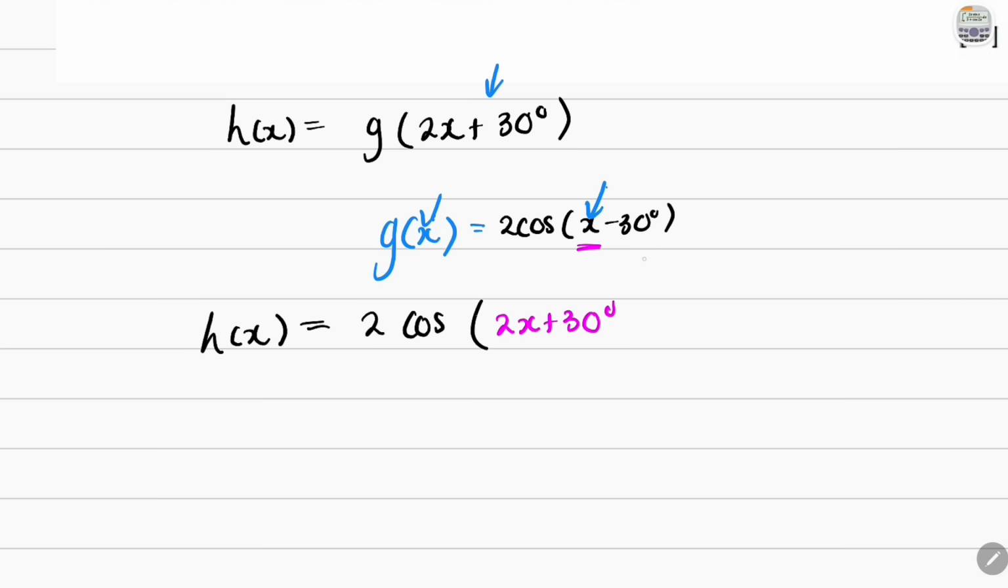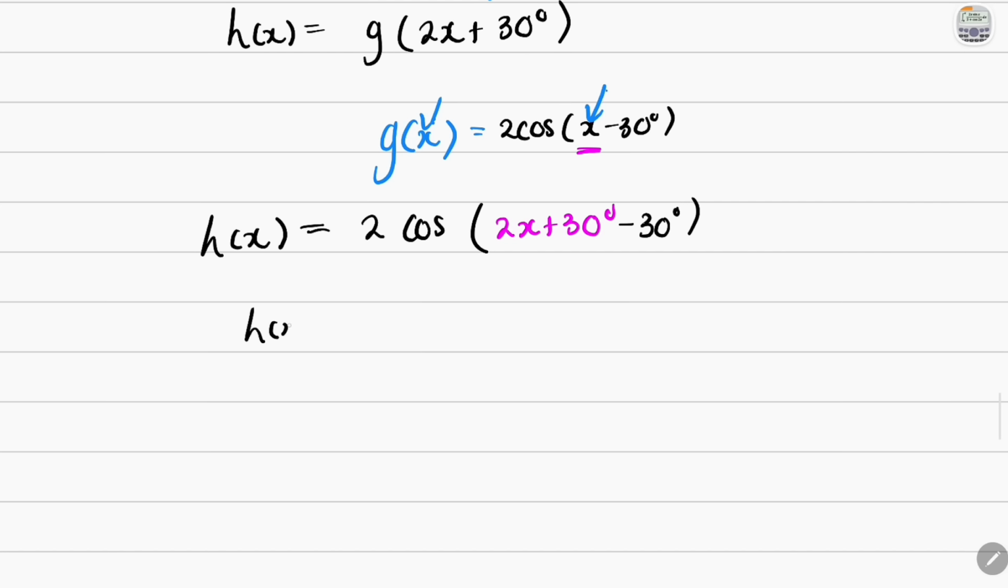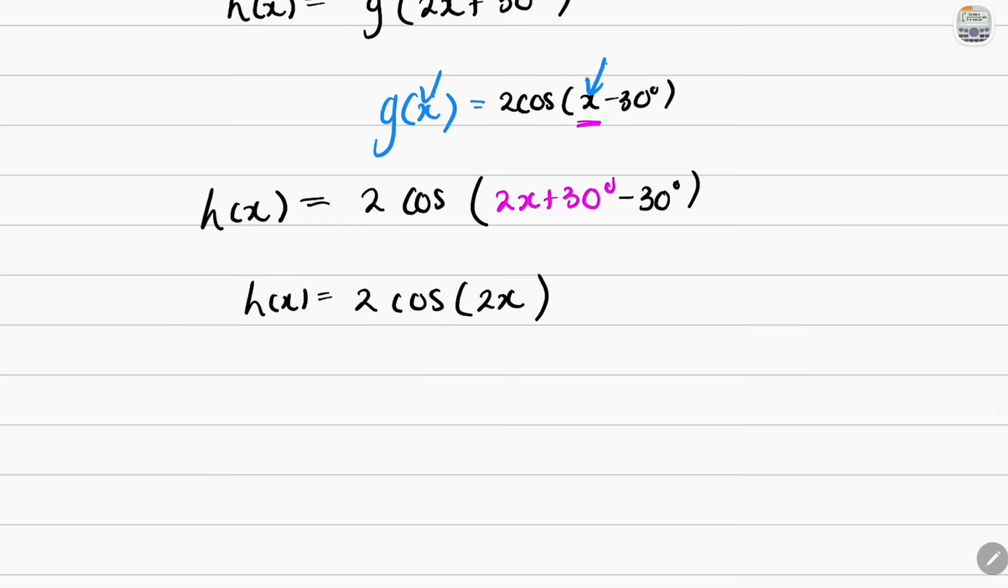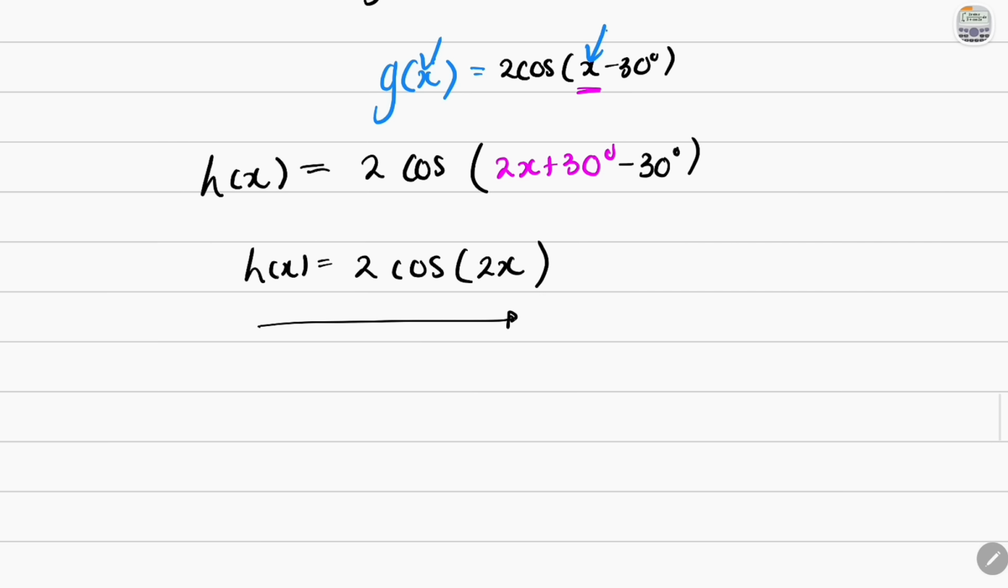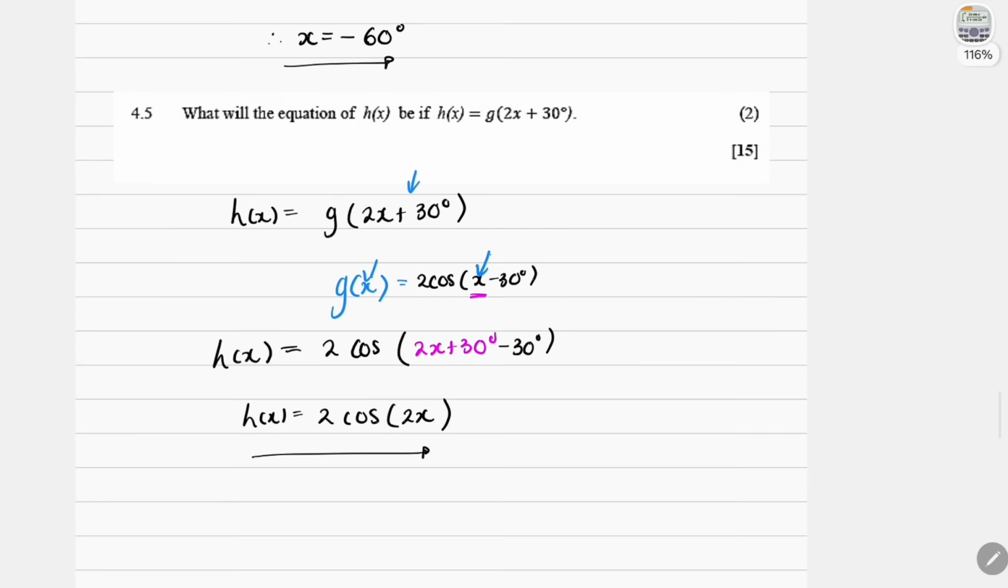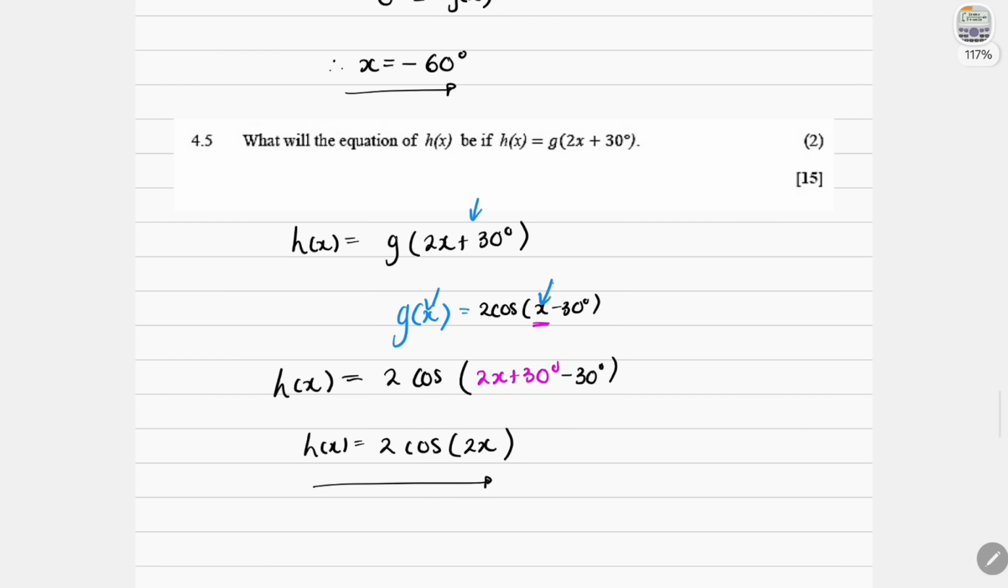And so you're just going to continue with this, and we have minus 30 degrees. And this just simplifies to 2 cos, and those cancel. 30 degrees minus 30 degrees is 0, and we have 2x, and that is our answer. Okay, and that is the last question for question 4. So that is it for question 4.